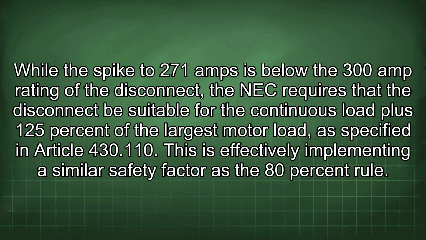circuits. While the spike to 271 amps is below the 300 amp rating of the disconnect, the NEC requires that the disconnect be suitable for the continuous load plus 125% of the largest motor load, as specified in Article 430.110. This is effectively implementing a similar safety factor as the 80% rule.